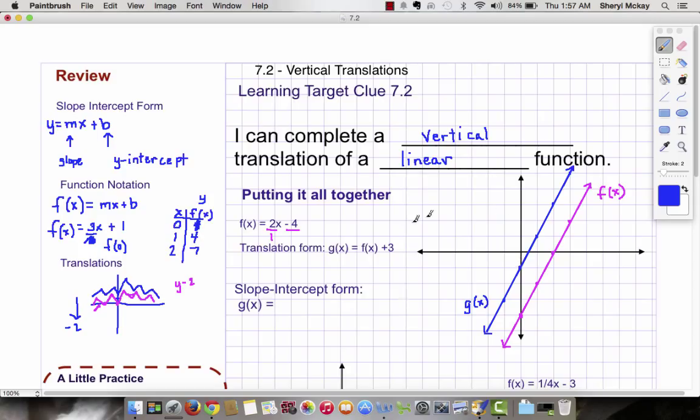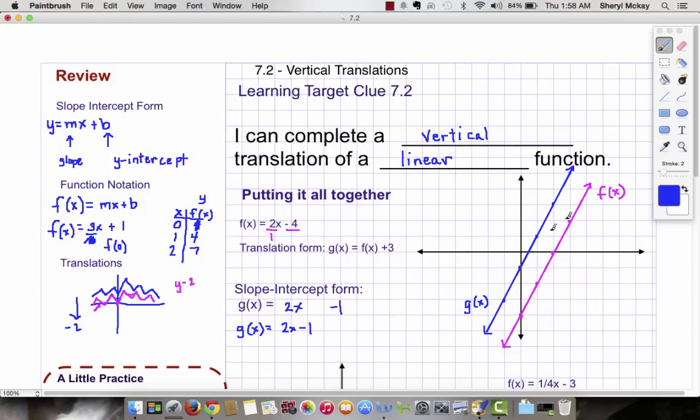Now, if I wanted to write g of x in slope-intercept form, I could do that. I could look at my graph and I could say, well, my y-intercept is negative 1 and my slope is up 2 over 1. So my slope is 2x and my y-intercept is negative 1. So g of x is equal to 2x minus 1. And I've just written it in slope-intercept form.